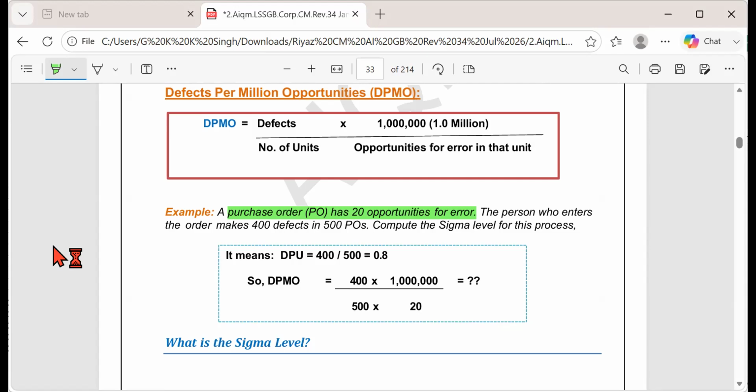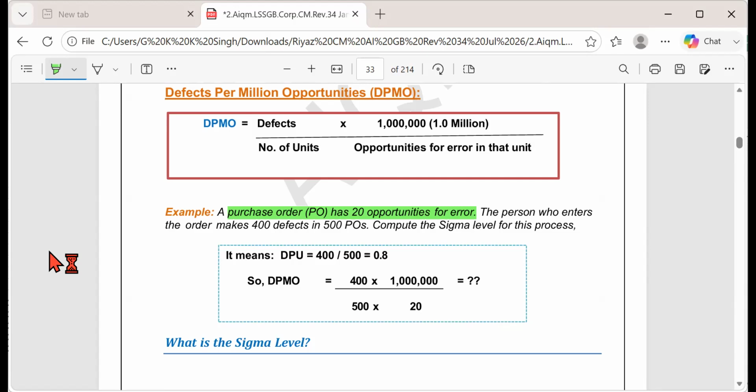A person who enters the order makes 400 defects in 500 purchase orders. So calculate the sigma level. For that, first you have to calculate the DPMO. So just calculate the DPMO. So DPMO is 400 units divided by 500 purchase orders into million divided by 20, that is opportunities for error.